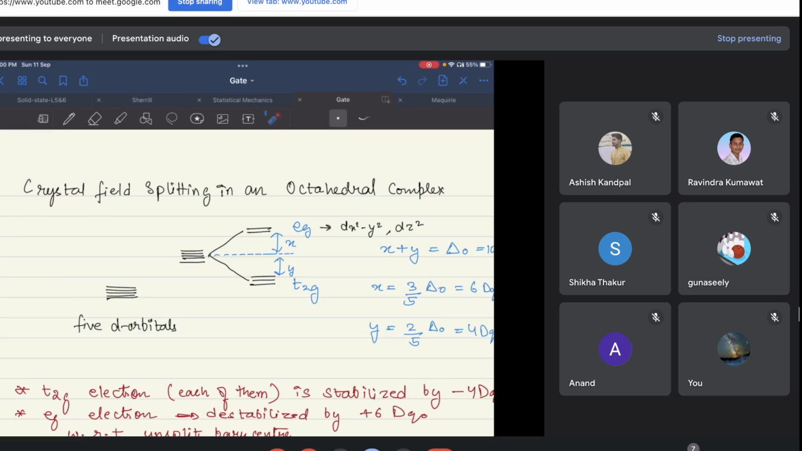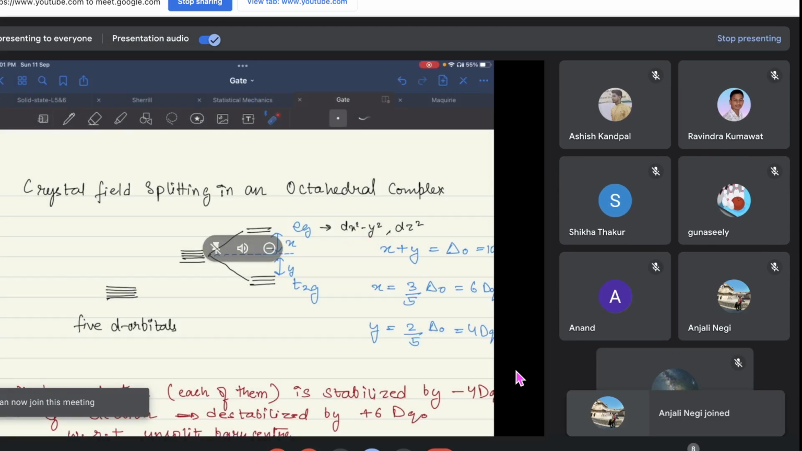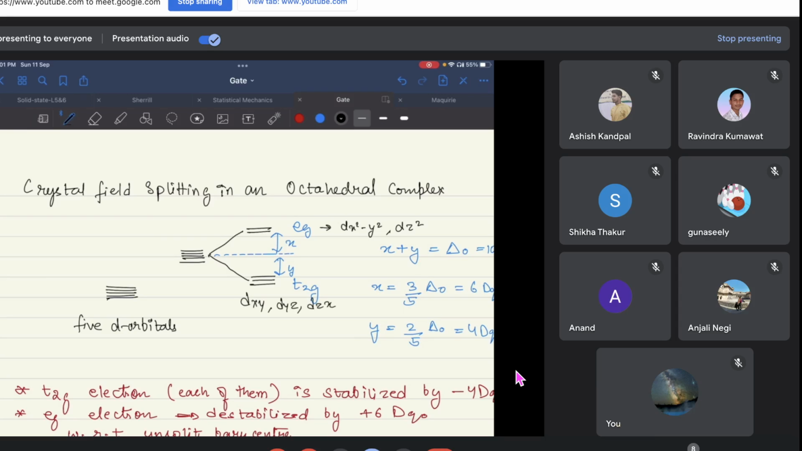As the ligand approaches the central ion along the axes, the electron present in the EG orbital is repelled more by the ligand electrons in comparison with the T2G. Hence, we see that the energy of the dz square and dx square minus y square orbitals is much more in comparison to the dxy, dyz, and dzx orbitals.